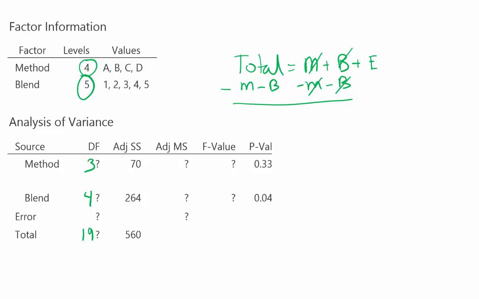If we take away 3 from that, we get 16. If we take away 4 from that, we get 12. So the answer for error must be 12. And sure enough, we can check that 3 plus 4 is 7, plus 12 is 19. So that's how we fill in the degrees of freedom.